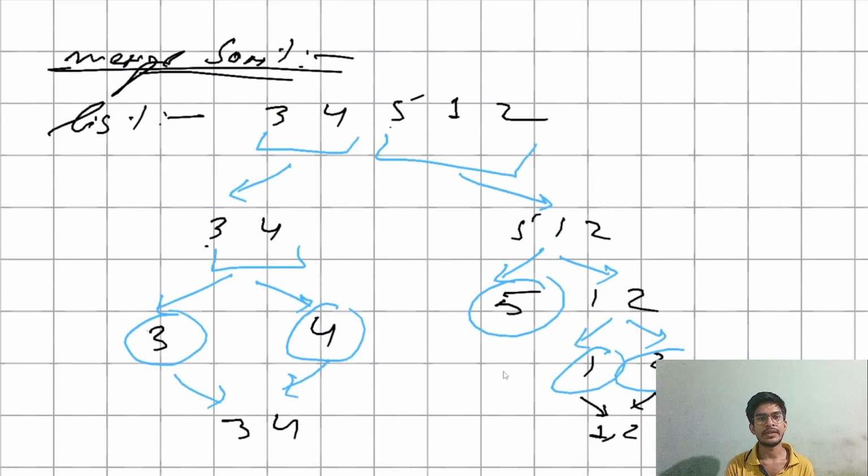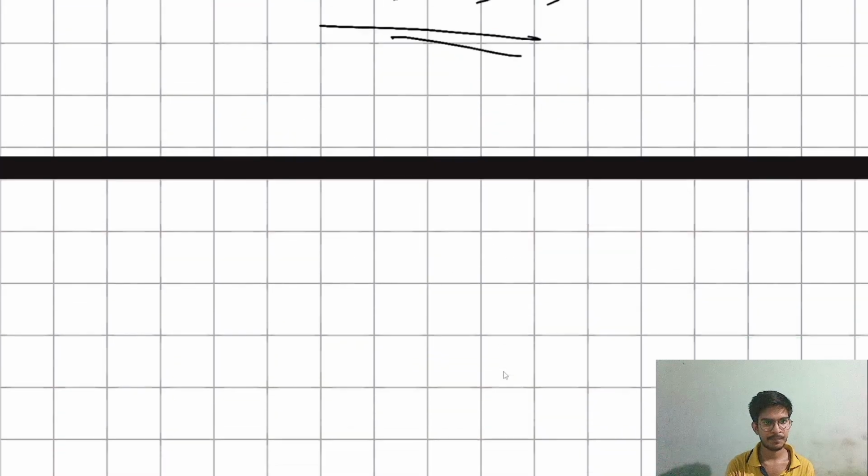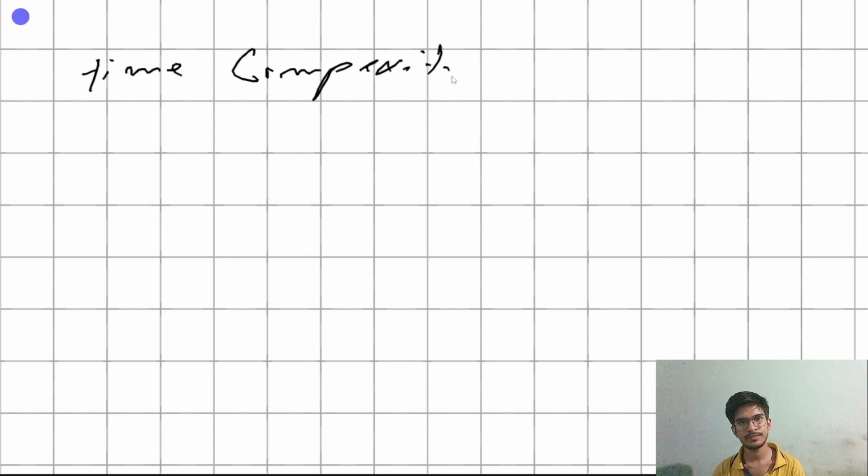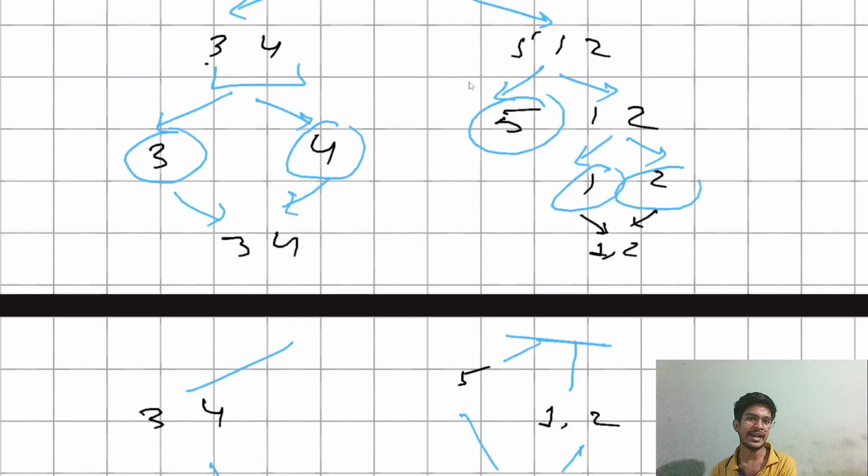Now let's talk about the time complexity. The time complexity is the same as quick sort, because here we are also using recursion, the divide and conquer technique. We're dividing it, right?